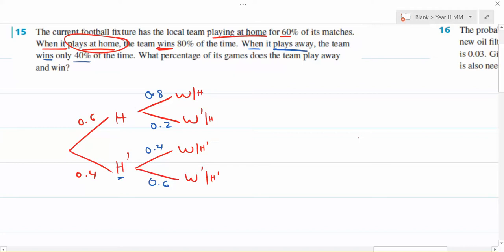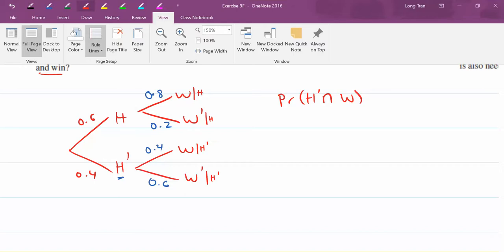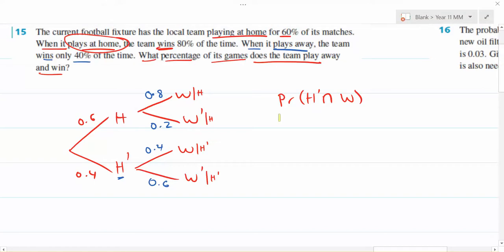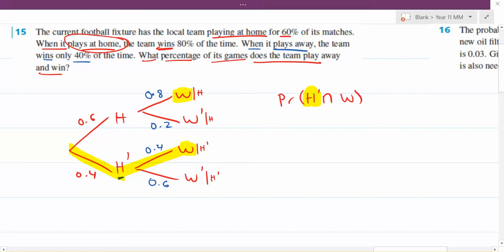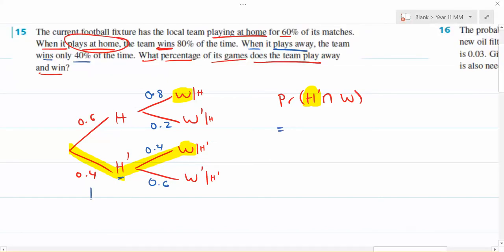And I just need to answer the question now. It says, what percentage, so find the probability, of its games does the team play away and win? So I'm really saying find the chances of playing away, so not at home, and, so intersection, and win. That's what I want. So if you look at the branches here, the only way that could happen for me to win, so these are the wins, I win and I win, but out of those, which ones do I want? I want it to not be at home. So this is not at home, there's chances of me winning. Now the only way to get there, as you can see, it is a 40% chance of not playing at home, so 0.4.